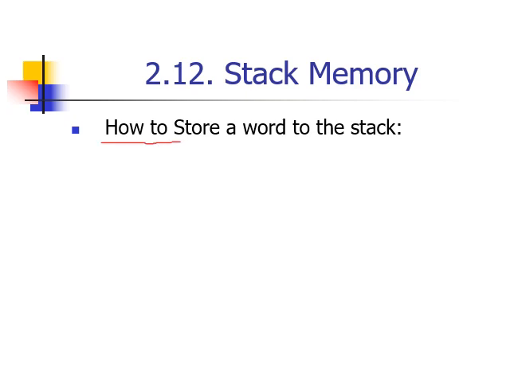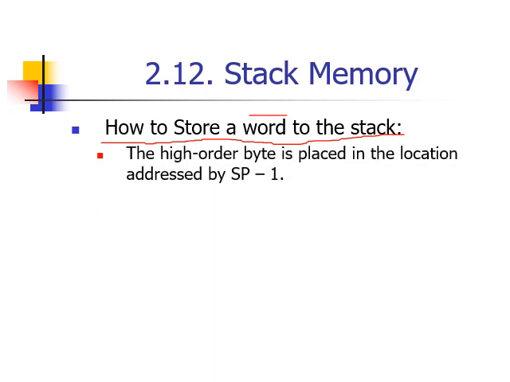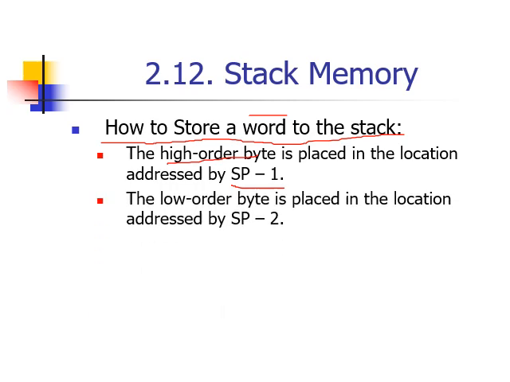How do we store a word to the stack? We have 16 bits. We need to store them into the stack. The top of the stack is now pointed to by SP. So the higher order byte is stored in SP-1. So you go one place down and store the higher order byte. You go two places down, SP-2, to store the low order byte. Then SP is decremented by 2.